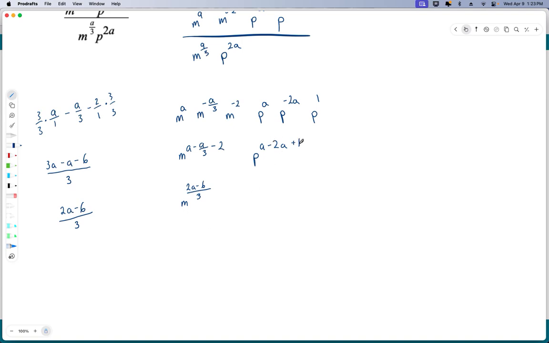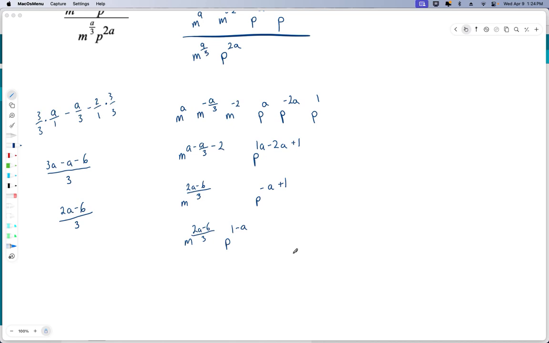So let's do the same thing here for p. We don't have a denominator. Everything is a whole number. So we can just go ahead and perform this calculation. We've got 1a minus 2a, so it's going to be a negative 1a. So it's going to be p with a negative a plus 1. Well, we know we don't like to write more symbols than we have to. So we're going to rearrange that. So we've got m to the 2a minus 6 over 3, p to the 1 minus a.